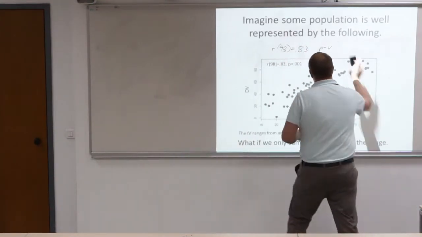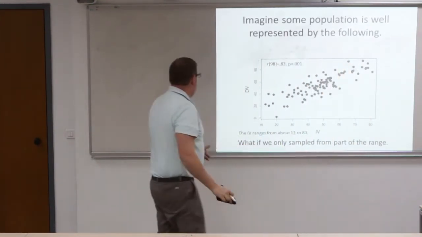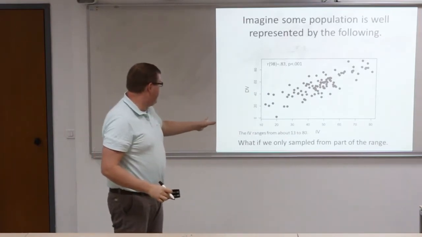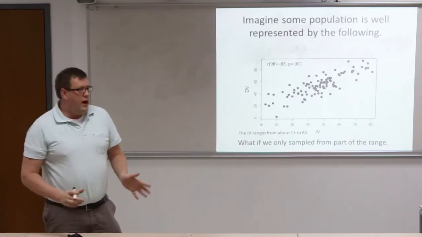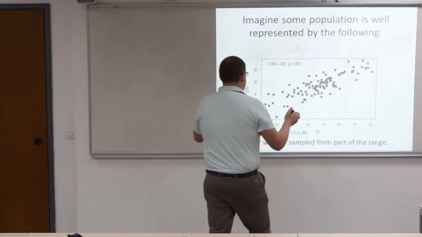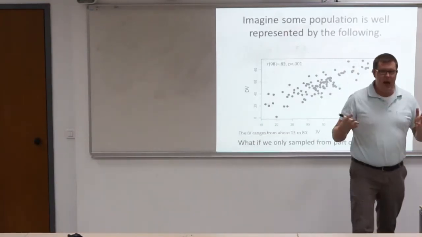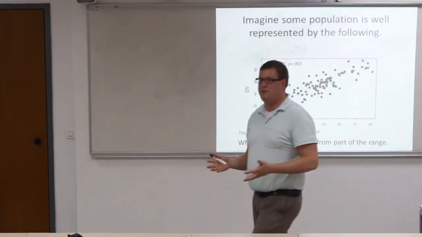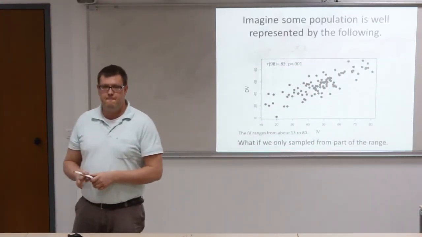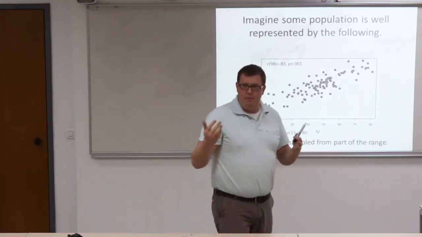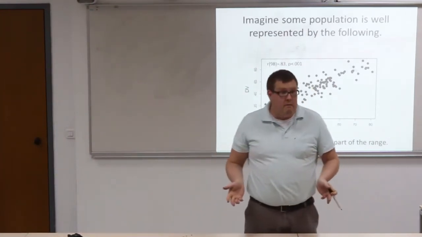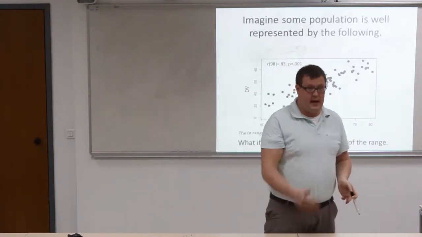All right. So what if we sampled from part of the range? What if we only looked at a part of this? What would happen with the correlation? Does anyone have any predictions? If we sampled a part, would the correlation go up? Would it go down? Would it be the same?